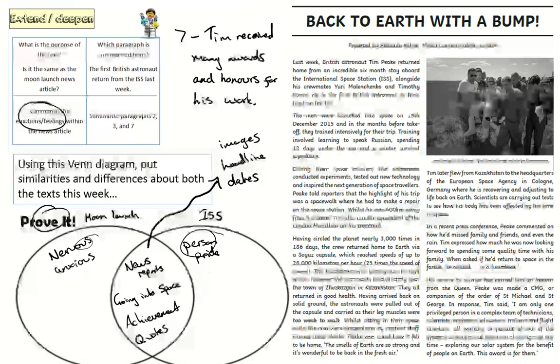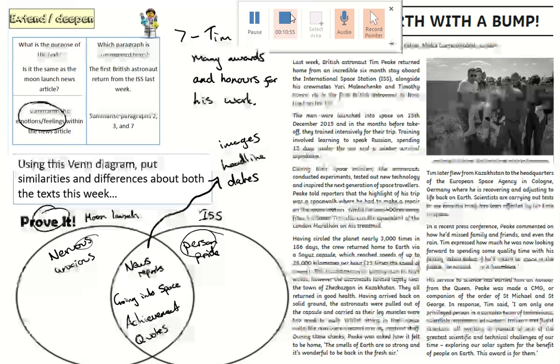Obviously, in your homework books, just draw a little Venn diagram, or you could just list. You could make a list, couldn't you, rather than try and squeeze it in like I've done. Well, fantastic. Well done. That's your reading for this week. So fantastic job, and hopefully all of this reading chat will help with your English journey as well, writing a newspaper report, aren't we? So fantastic and well done.